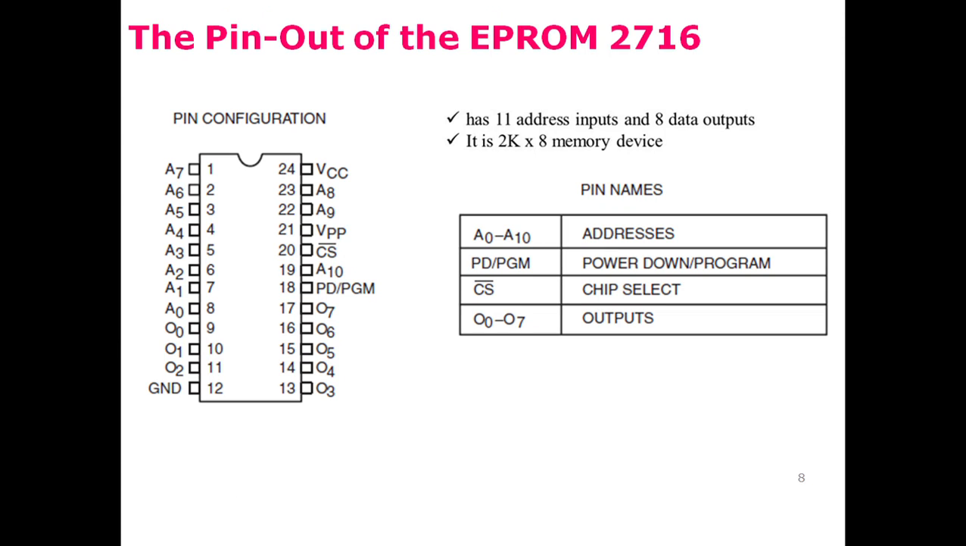Here we have an example. It's the pin out of the EEPROM 2716. This is the 2716 chip.